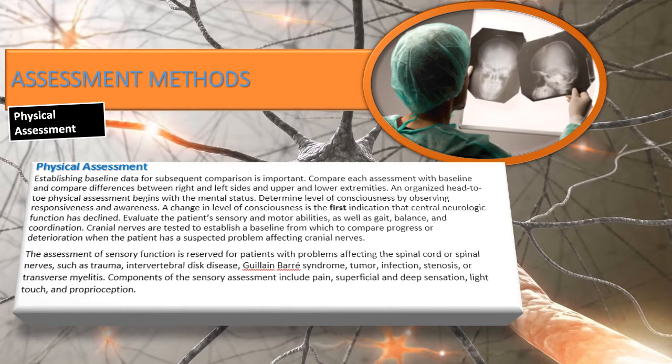It's important that a nurse doing a neurological assessment is very organized in doing the head to toe and checking the mental status changes. You want to make sure that you're observing the patient's responsiveness and awareness. You also want to note change in level of consciousness. Remember that a change in LOC is the first indication that central neurologic function is declining. So a change in LOC is the first indication that we may have a decline in the central neurologic function of a patient.